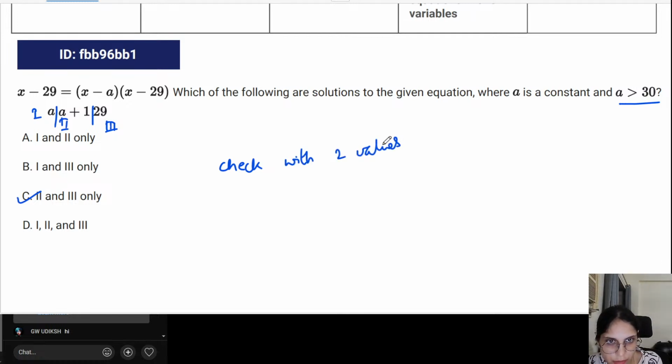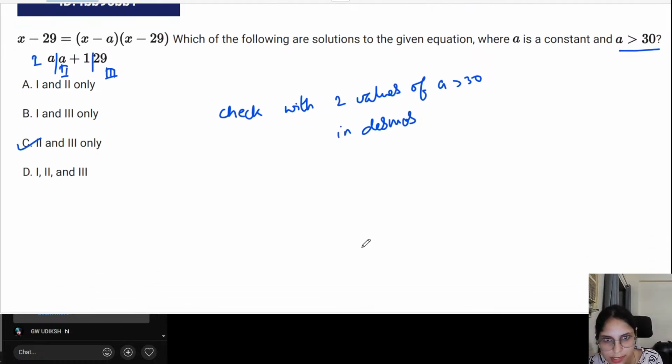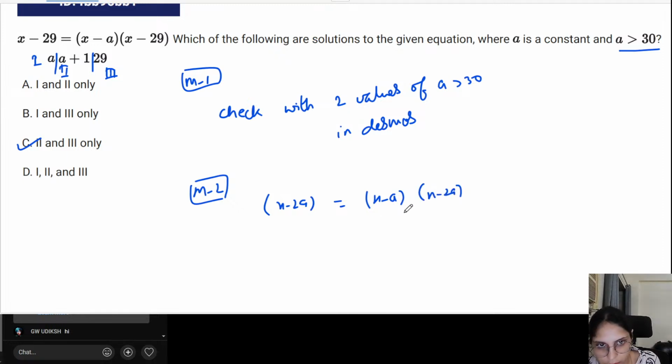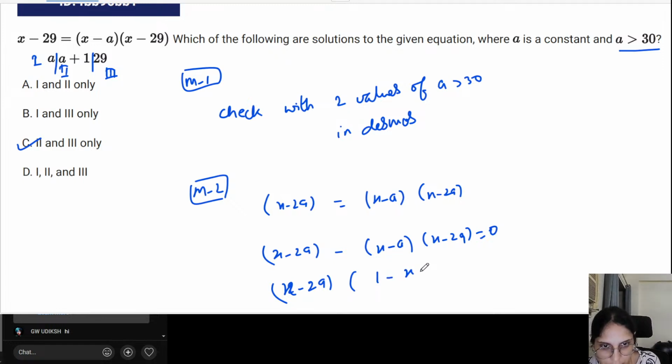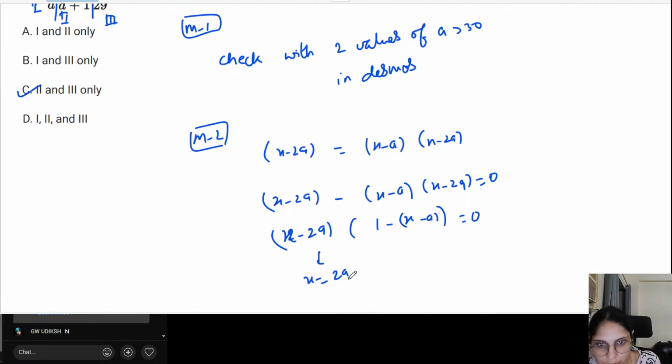Check with two values of a greater than 30 in Desmos. Or the second method would be, because I just don't want to tell about the Desmos thing, bring everything on one side. X minus 29 is common. 1 minus x. So from here, you will get x is equal to 29. From here, 1 is equal to x minus a, x is equal to a plus 1. So these are the two options. Okay? You can also take any value and check, but take more than one or two values so that you know what is a pattern.